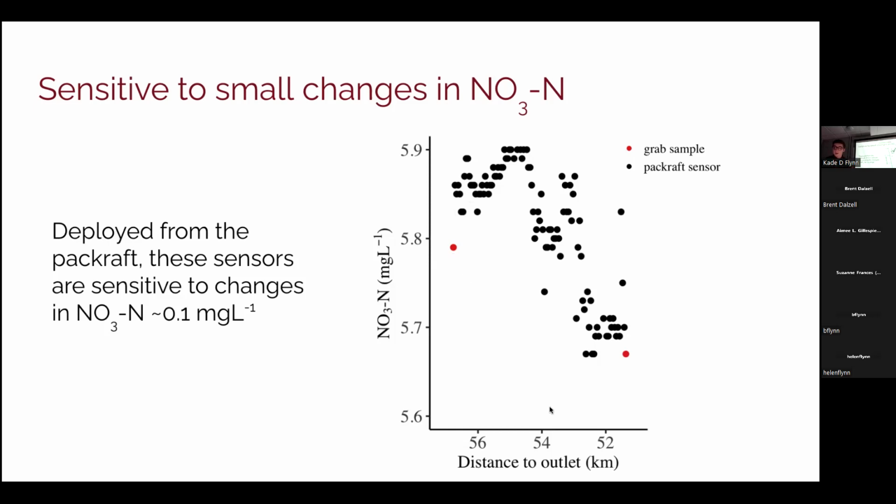From the start to the end, the change in nitrate concentration between our grab samples and our sensor measurements is nearly identical, which gives us confidence that in this sort of deployment configuration, we can pick up changes on the order of 1/10 of a milligram per liter, which is in line with the manufacturer's stated performance of these sensors.